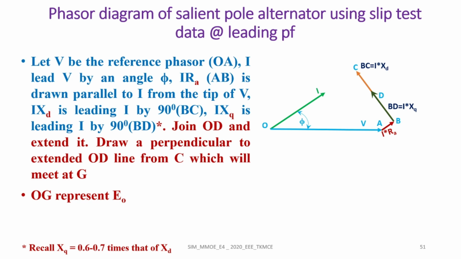Then we need to join O and D and extend it. Then from the tip of C, we need to draw a perpendicular to this extended line so that it will meet at point G on this extended line. Then based on slip test data phasor diagram, OG represents E0, that is excitation EMF. The angle between E0 and V is load angle delta, and the angle between E0 and I is internal power factor angle psi. And here the relationship between different angles is written as psi is equal to phi minus delta.